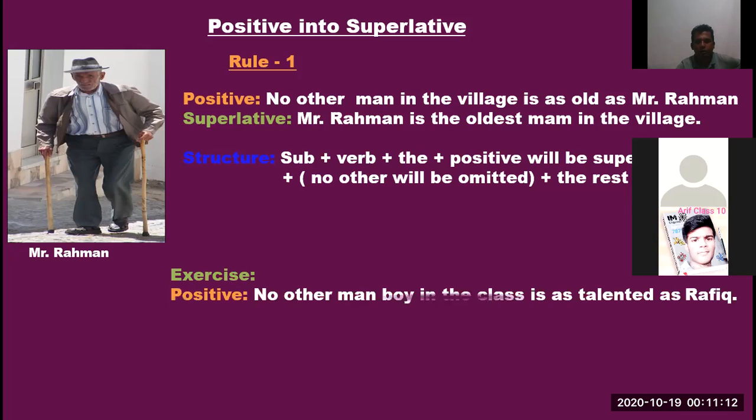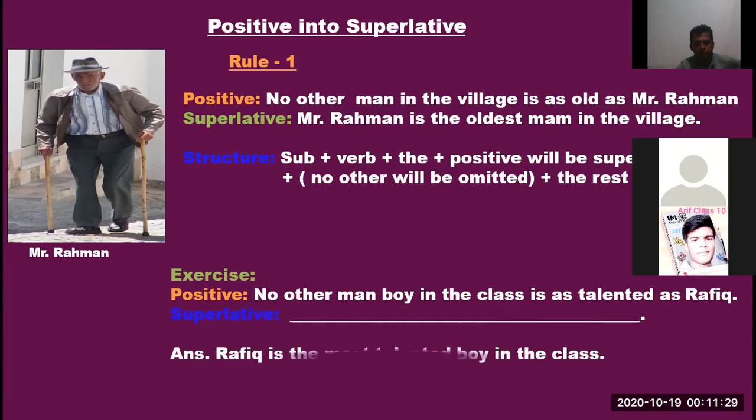Example sentence: no other boy in the class is as talented as Rafik. Here man will be omitted. Superlative: Rafik is the most talented boy in the class.